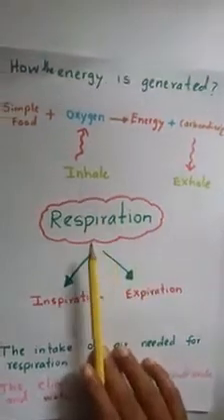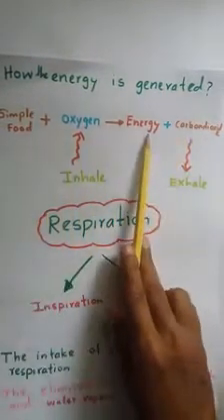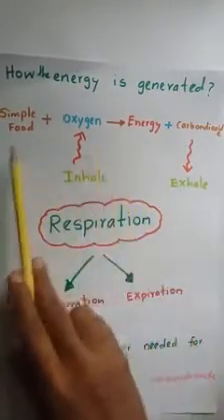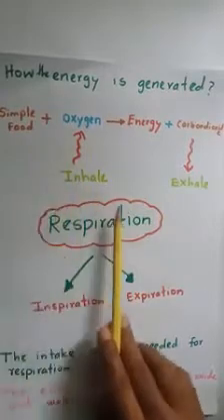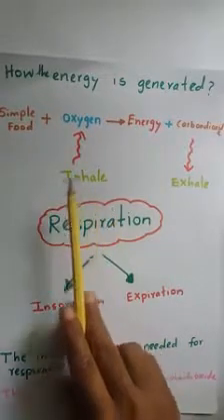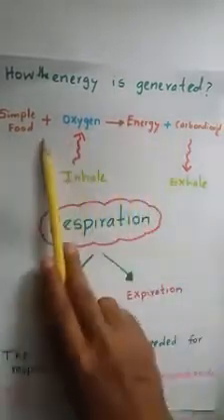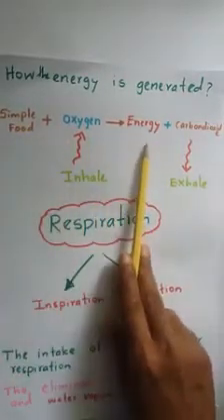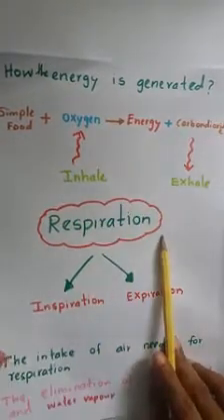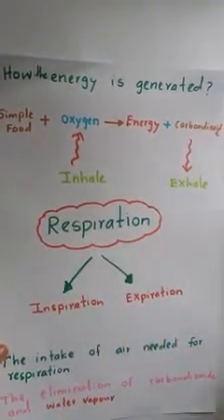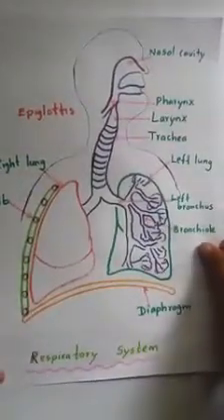So what is respiration? The process where the energy is produced when the simple food and oxygen go for a chemical process, or we call a burning process, right? This is the simple equation which helps to understand the process of respiration. Now let us see the structure of the respiratory system. This is the structure of the respiratory system, right?